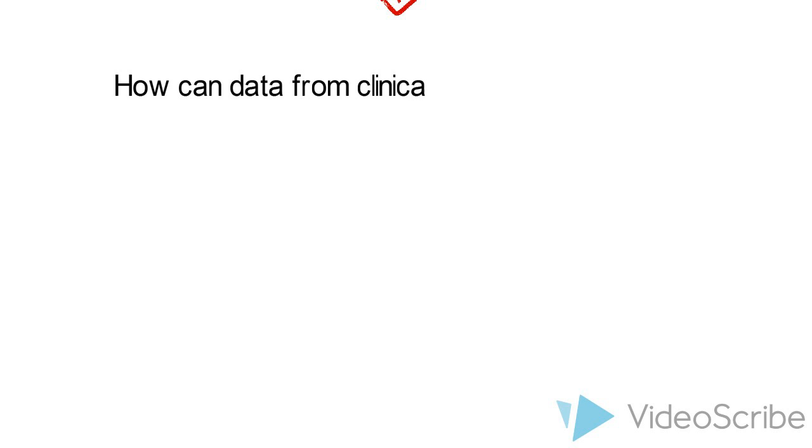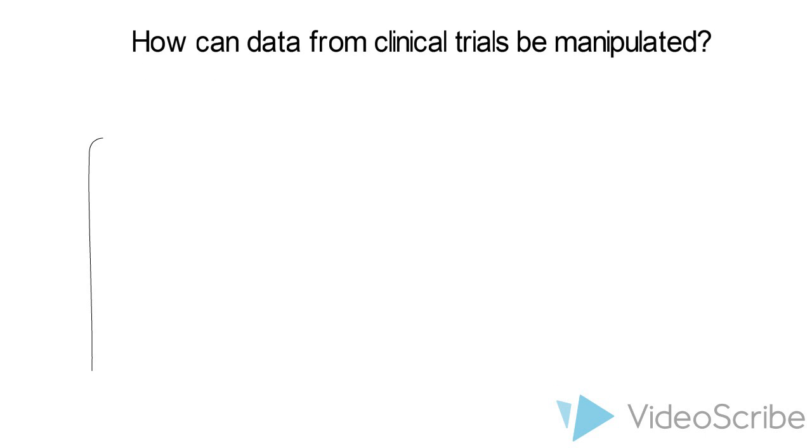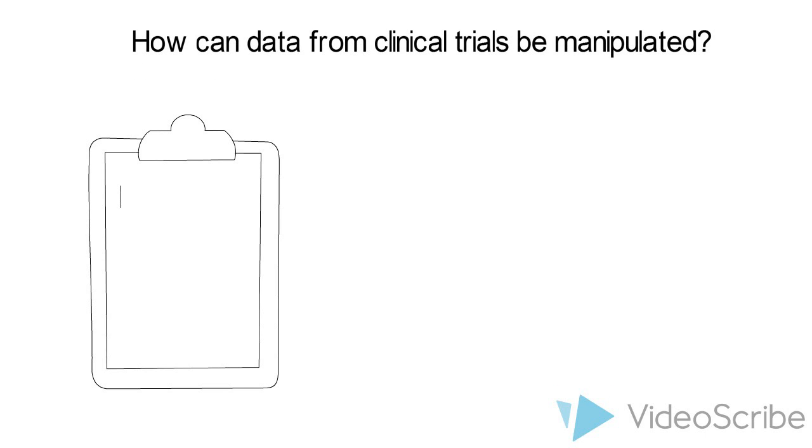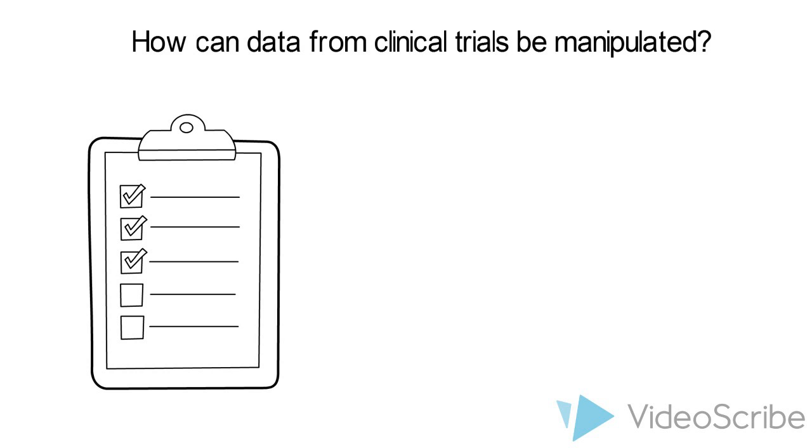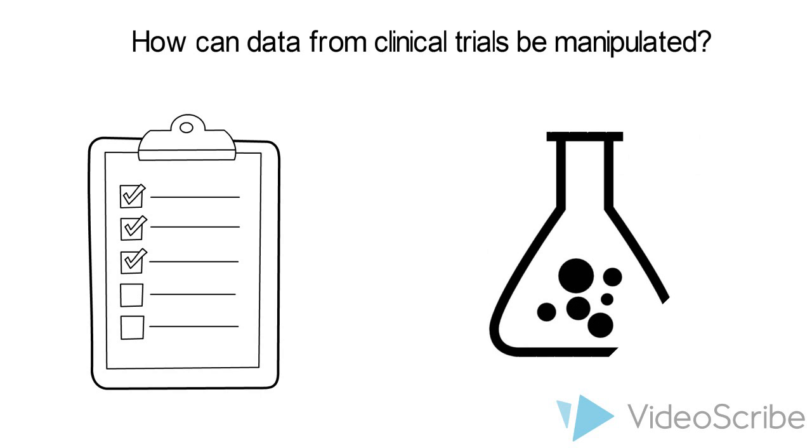How can data from clinical trials be manipulated? Along clinical trials, researchers may find that the outcomes do not match the expected results. Considering this, data manipulation can be done in 2 ways. The first one, showing only those parameters that are leading to the desired outcome. The second one, changing the expected outcome in the protocol so that it will match the obtained results.